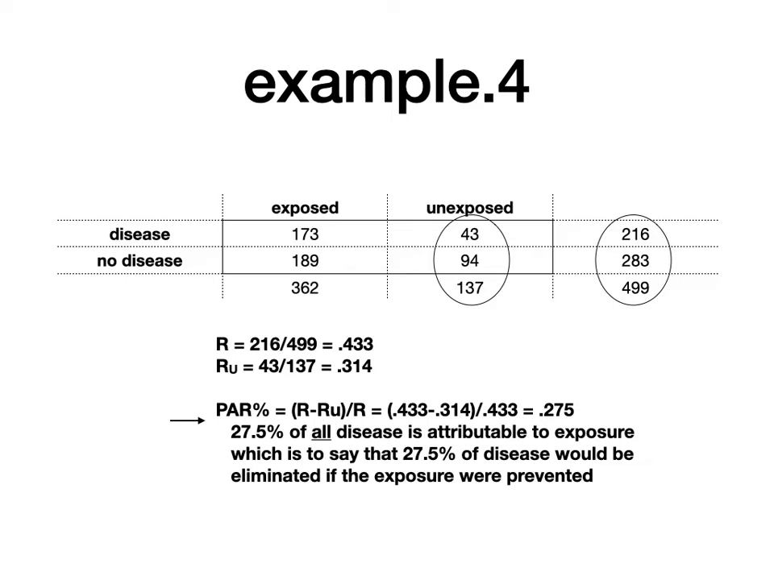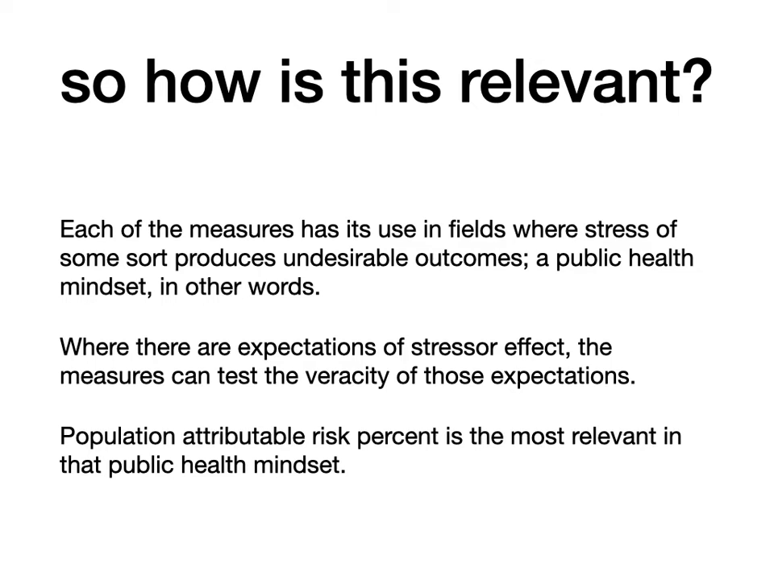In other words, 27.5% of all disease is attributable to exposure, which, as I said just a moment ago, means that 27.5% of disease would be eliminated if the exposure were prevented. And I'll remind you again, I'm talking about disease and exposure, but there's nothing about the math that requires this be about disease and exposure. It can be about anything that is a cause of change in a system and an outcome that you're interested in. In other words, why is this relevant?